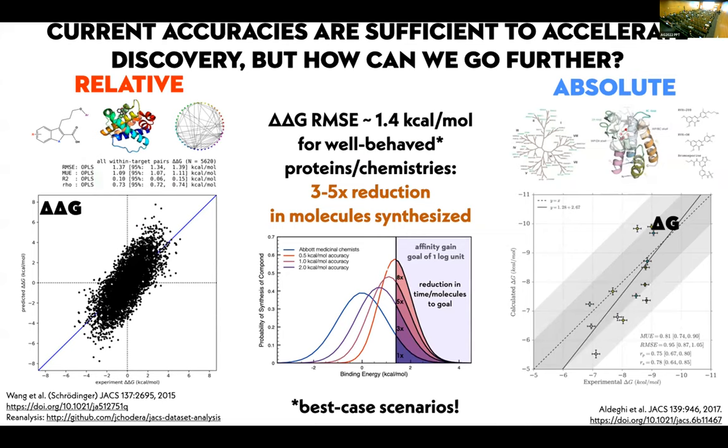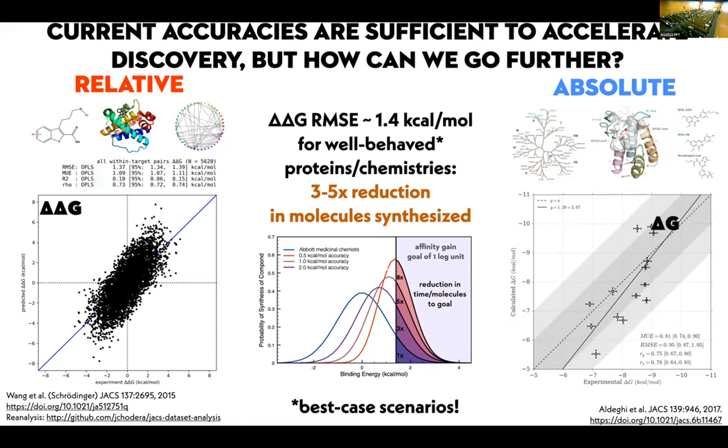Relative calculations are where I have two ligands that I'm just changing some decorations on, but I keep the scaffold and the binding mode in the pocket the same. Absolute calculations are where I have to turn off the entire ligand. So they're a lot more expensive. There's a lot more thermodynamic length to traverse in order to do so, but they're still reasonably accurate with modern molecular mechanics force fields.